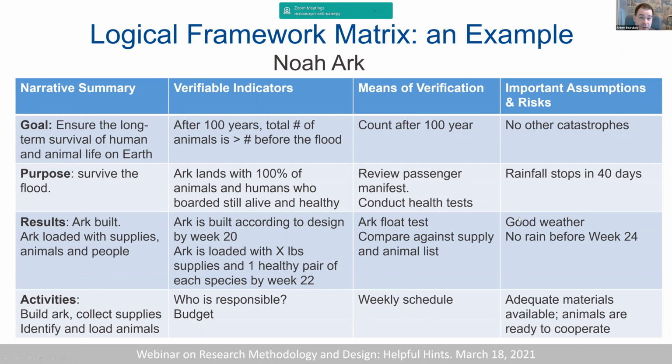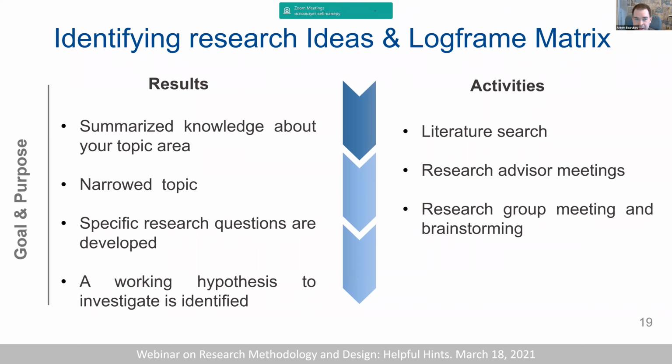Well, this framework matrix is good for grant application. However, let's apply it to identifying research ideas. Again, it's a good approach. For example, let's consider the research results. Let's consider the generation of research ideas and what kind of results we should obtain according to the logical framework matrix. We should obtain summarized knowledge about your topic idea, narrow the topic, specific research questions are developed, and finally a working hypothesis is identified.